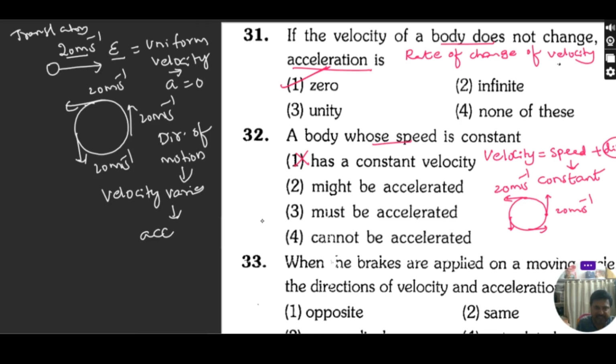That means in straight line motion, if a body moves with uniform velocity, acceleration is equal to 0. But if a body moves with constant speed along a circular path, acceleration is there. Here they only mention a body whose speed is constant. Along a straight line, acceleration is 0, but along a circular path there must be some acceleration. So might be accelerated; must be is not possible. So for the 32nd question, the second option is the right answer.